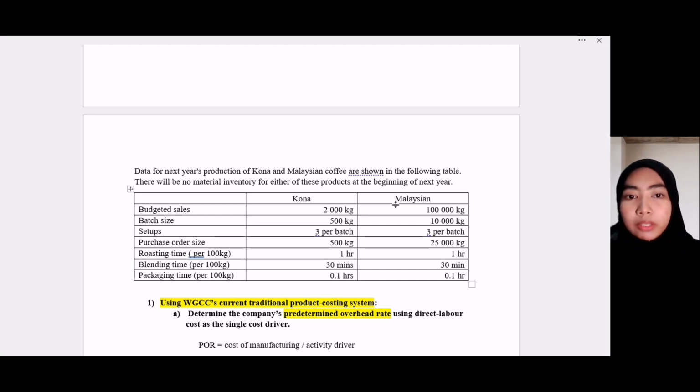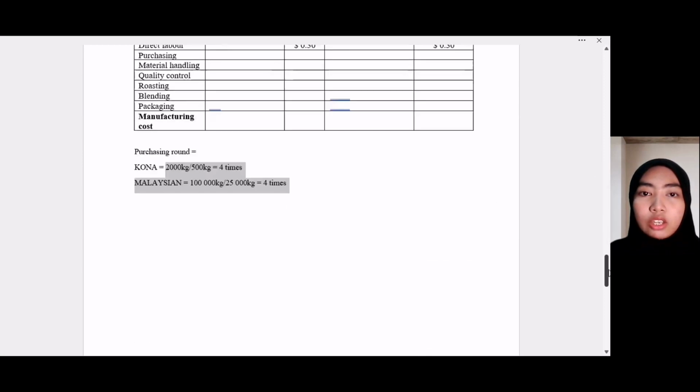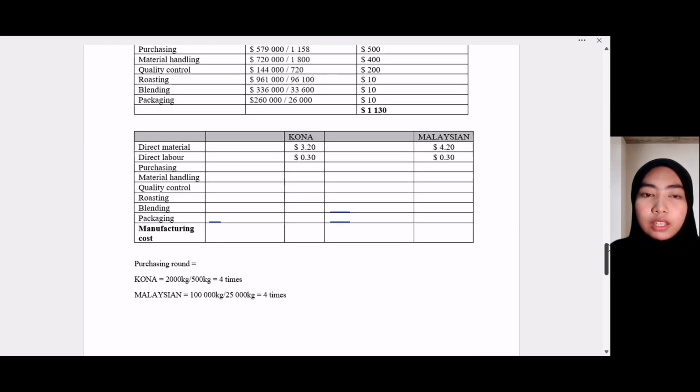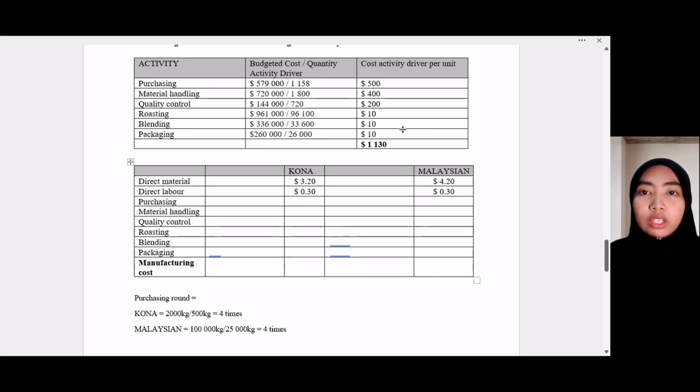Okay, to know how many times they purchase, we look at the purchase order size. Every time, the purchase order size is only 500 kilograms for the Corners coffee and 25,000 kilograms for the Malaysian coffee. So we just divide the budgeted sales by the purchase order size, and we will know how many times they are purchased. So we get 4 times.